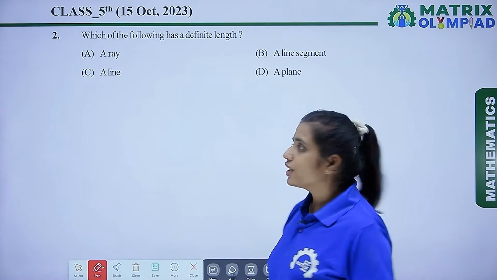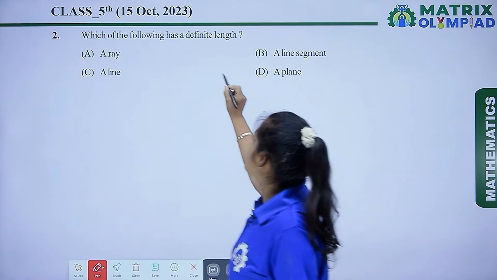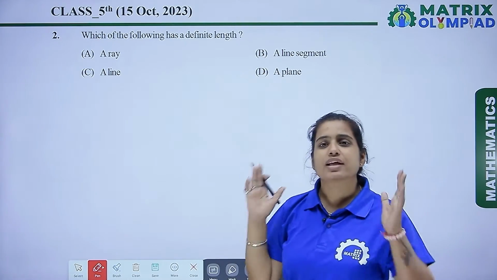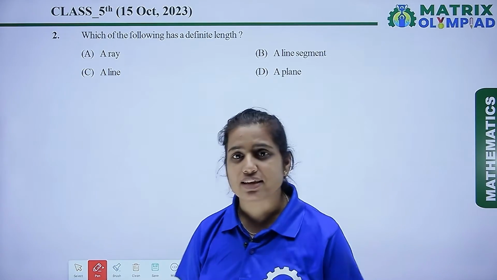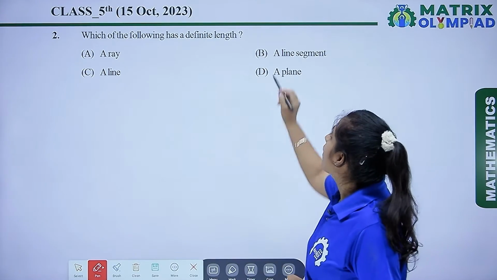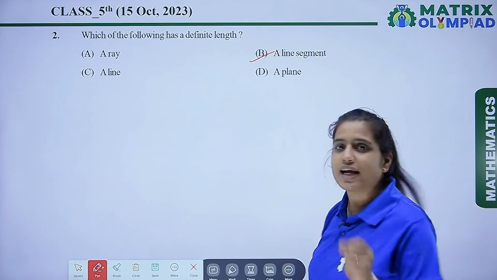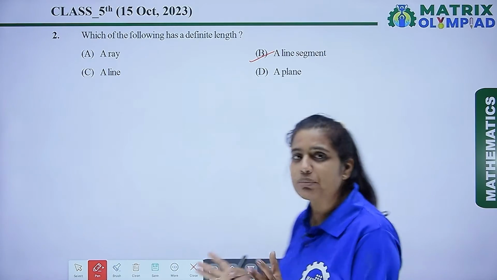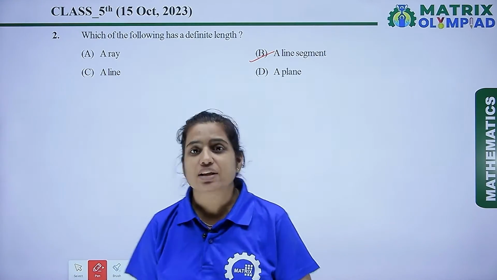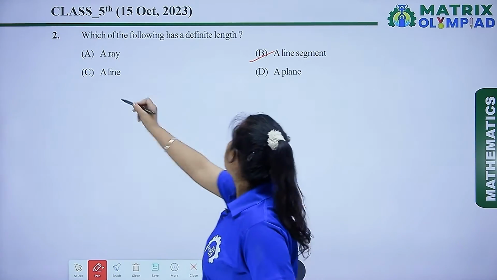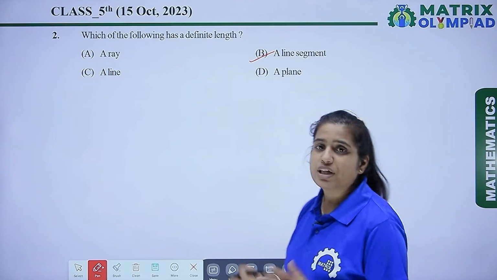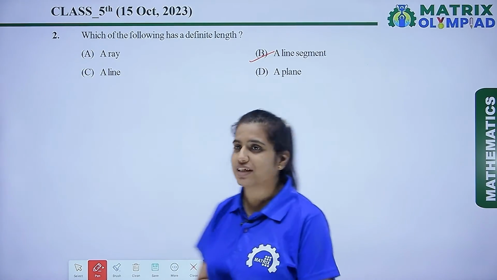Now the next question is, which of the following has a definite length? आपको बताना है किसके पास definite length है. So here option B is the correct answer. That is a line segment. एक line segment के पास definite length होती है. Ray, line, a plane इनके पास कोई definite length नहीं होती है.